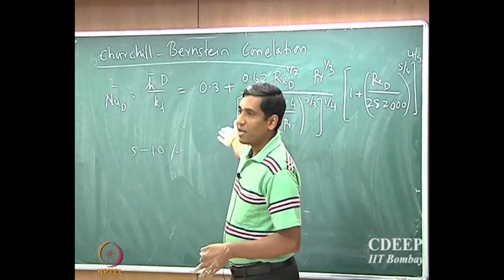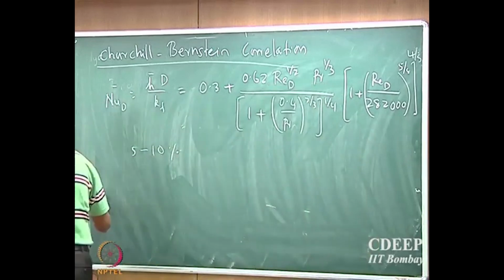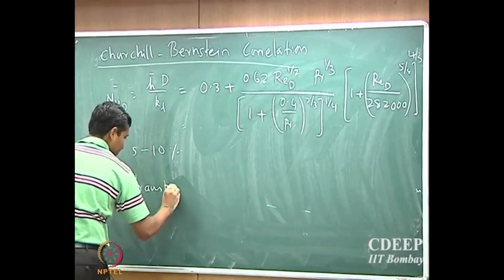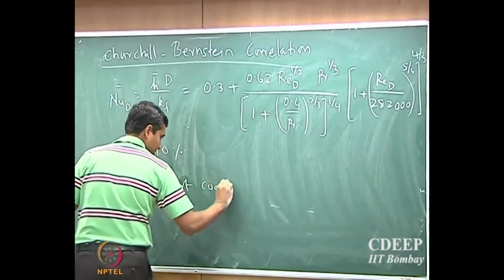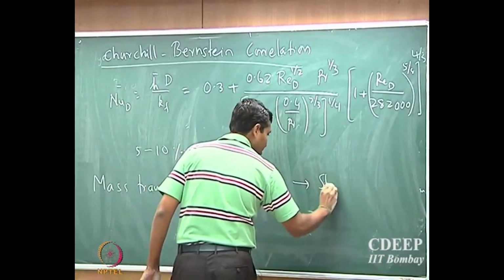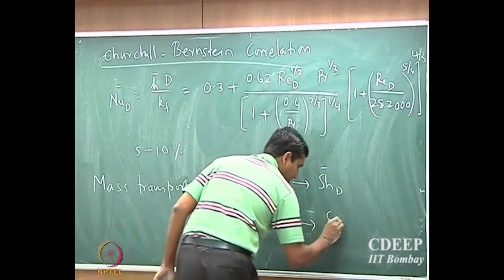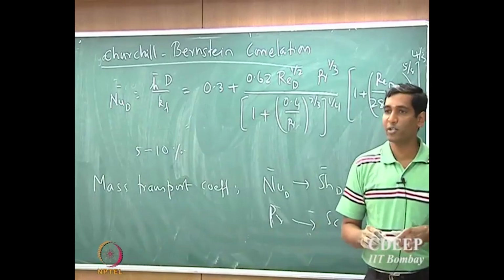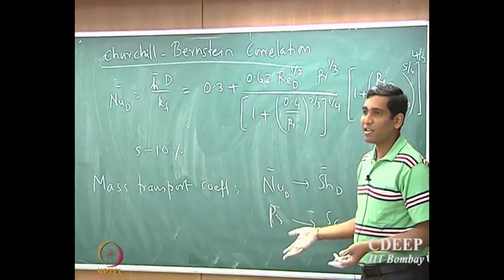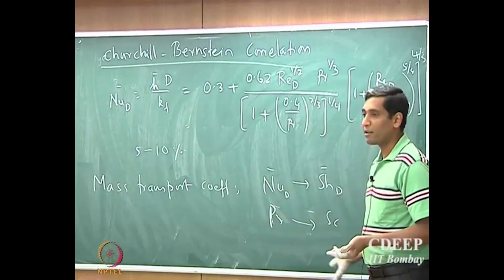Of course, because we know that the boundary layers are similar, one could always replace. If you want to get the mass transport coefficient, you simply replace the Nusselt number with the corresponding Sherwood number and Prandtl number with the corresponding Schmidt number. So you get the correlations for the mass transport problem. There is no point in rewriting it for mass transport, except that you have to just replace Nusselt number with Sherwood number and Prandtl number with Schmidt number.